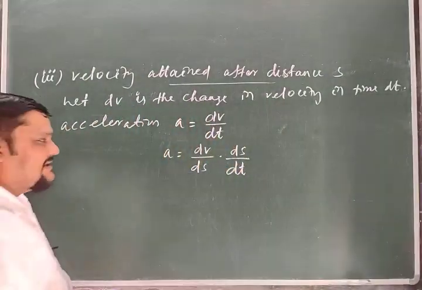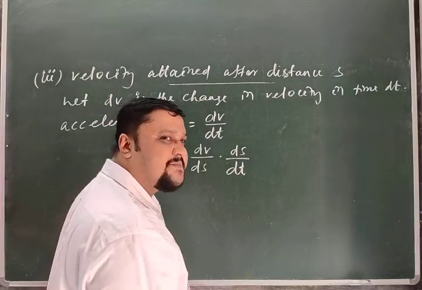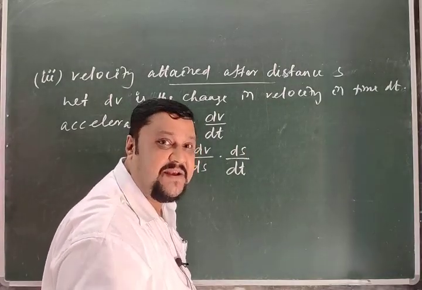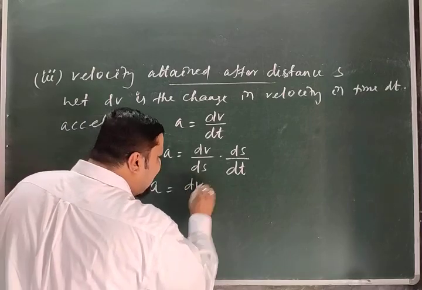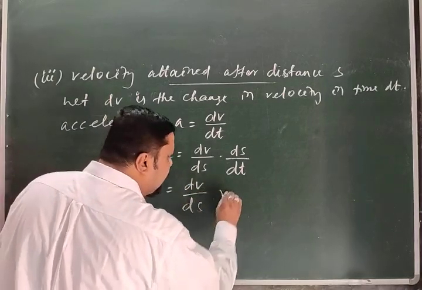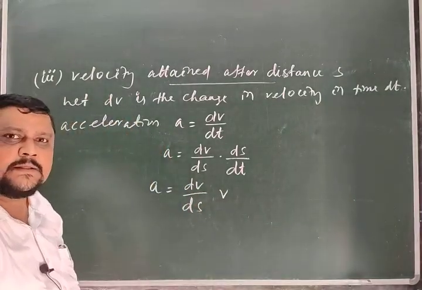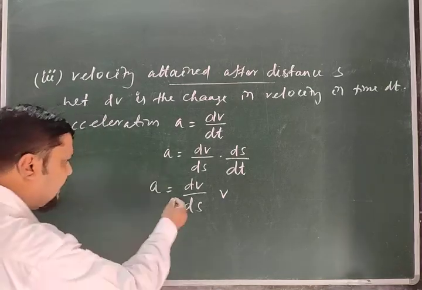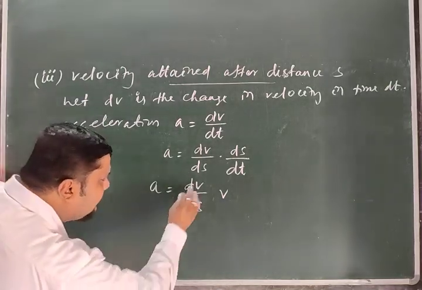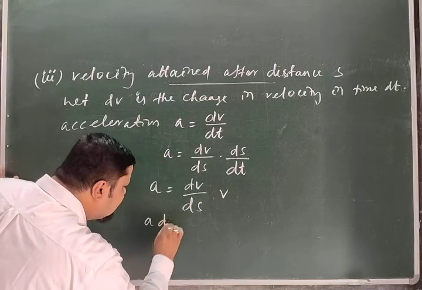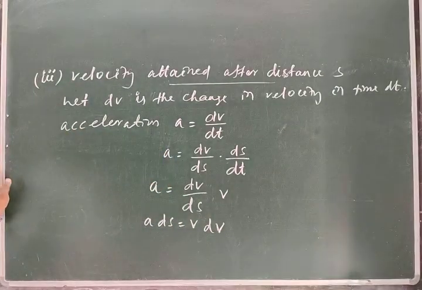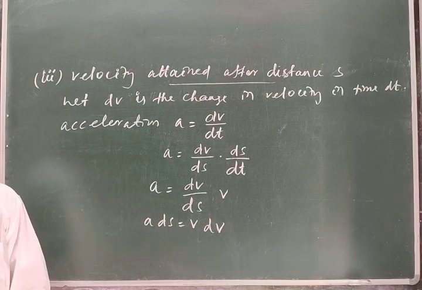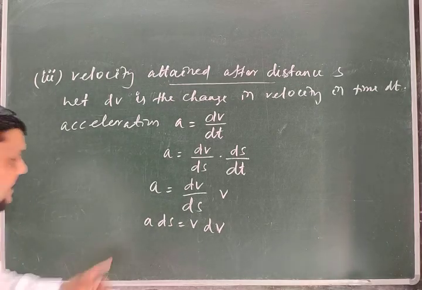Then as you know, what is ds by dt? Rate of change of displacement, rate of change of distance: speed, velocity. So a is equal to dv by ds into v, that is the velocity. So here we can write this as a ds is equal to v dv. a ds is equal to v dv. Now here do the equation.